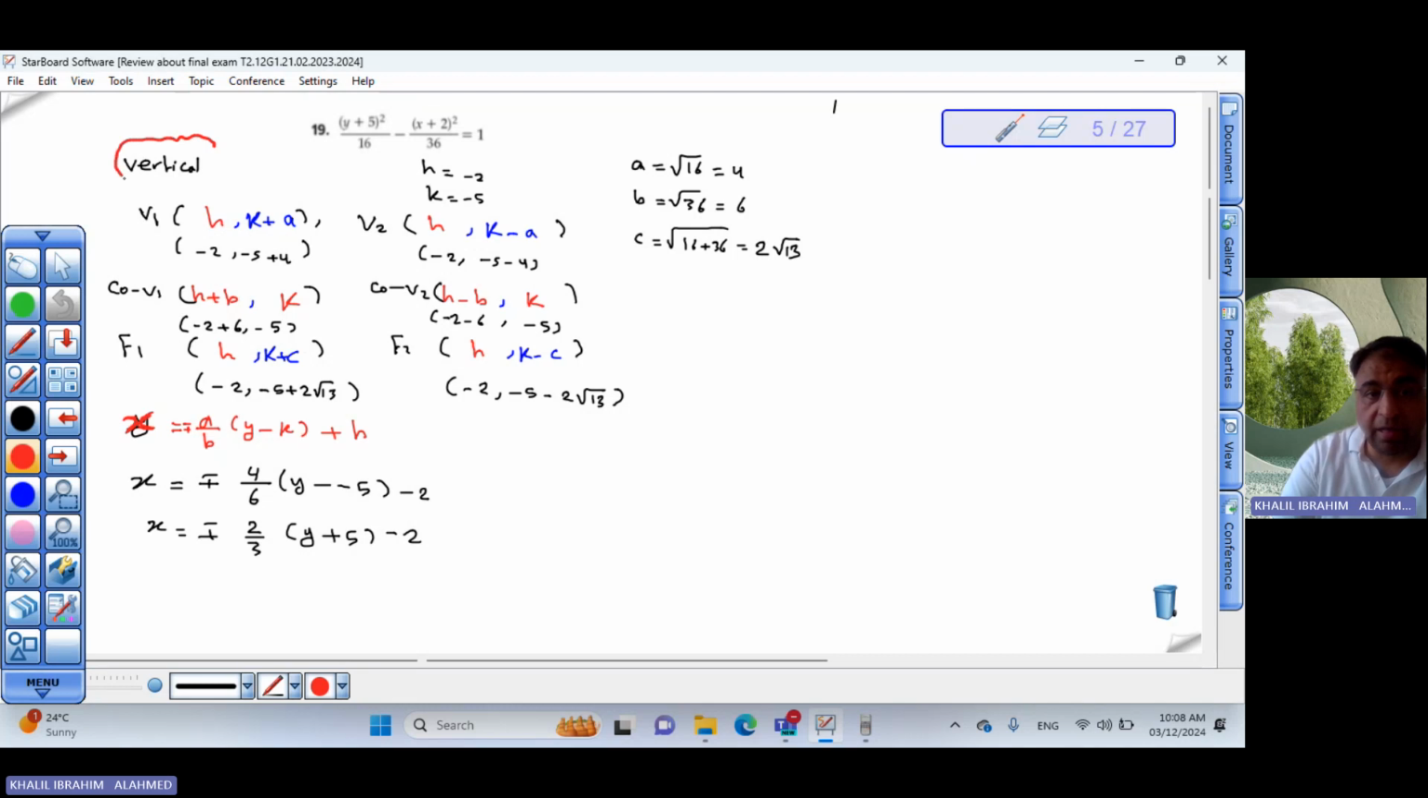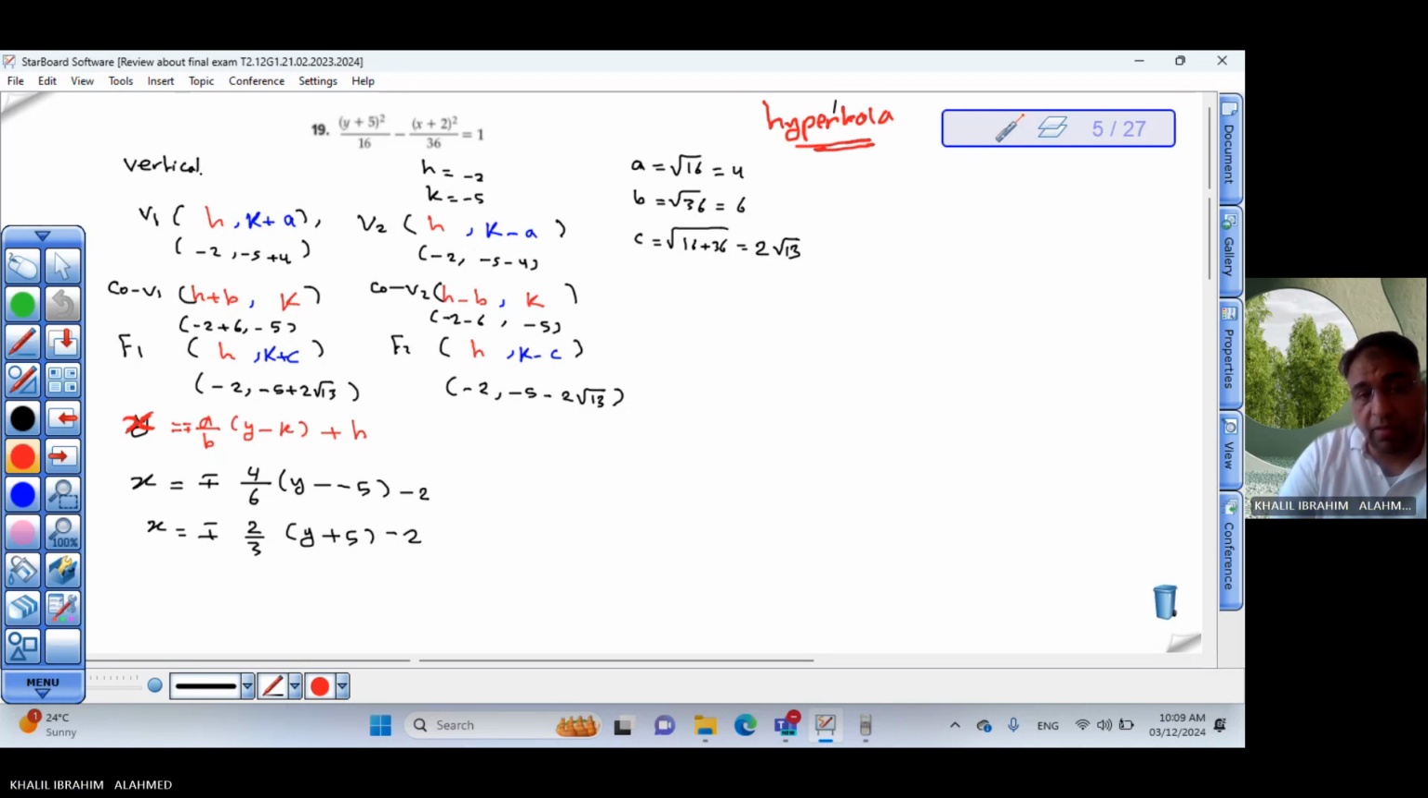Step 1, you should determine the direction. What is the direction of this equation? As you see, this is minus. This is hyperbola. This is the equation of hyperbola. What is the direction of the hyperbola? Vertical. How to find the vertical? Because here, as you see, the y comes first. Here y plus 5 over. Okay.